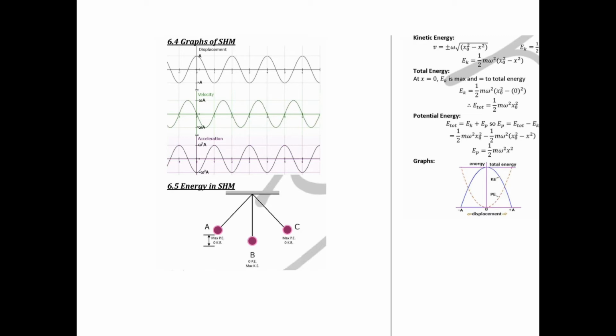So if the equation is x equal to x naught sine omega t, then the graph will be like this. It will be a sine graph. So here will be x naught. X naught is also the amplitude, so that's why you can see this graph uses amplitude. Here is x, here is t. It's a sine graph.